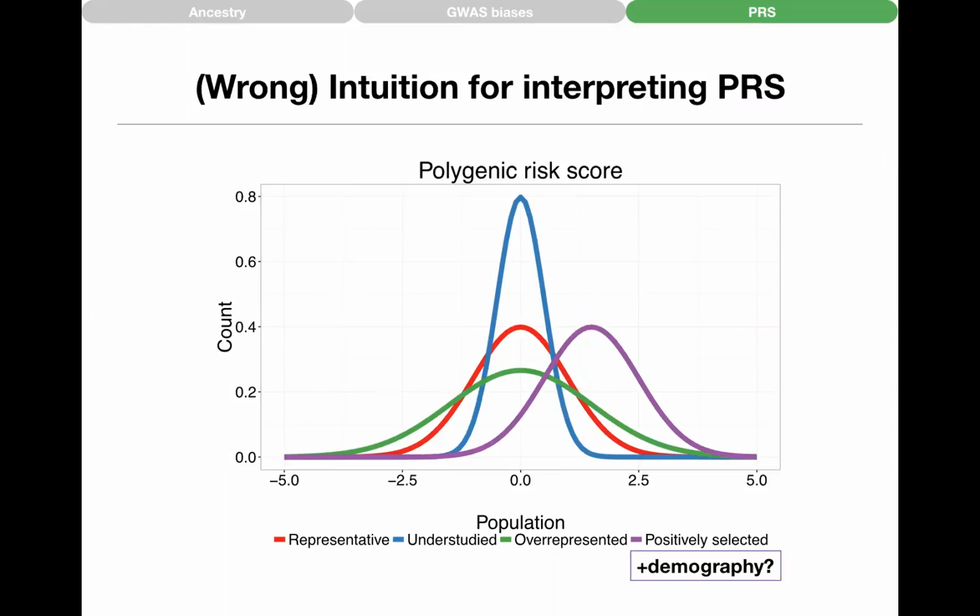Conversely, if you had an overrepresented study, perhaps you're explaining more of the variation than you did originally, and you might have something like this green curve. And then perhaps if you had a trait that was positively selected, like is known to have been the case in height in Northern Europe, maybe there would be these mean shifts in the polygenic risk score. But what we've shown empirically is that there are actually considerable biases simply arising from drift. So we wanted to get more of a handle on how this was occurring neutrally, and so we set out on a simulation study.